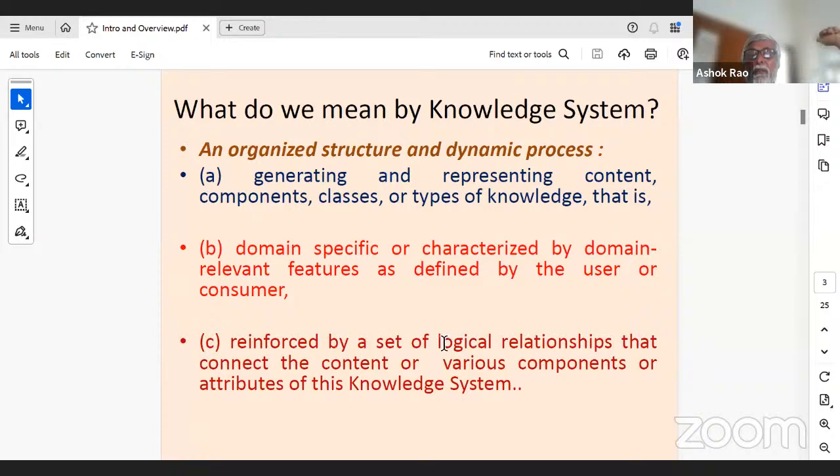It is reinforced by a set of logical relationships that connect the content or various components or attributes of this knowledge system. So the connections between its subcomponents is very logical. For example, Ayurvedic disease condition is strongly connected to certain plants which are used for therapy, or certain boundary conditions, like don't go and expose yourself to cold, don't drink cold water, whatever it is. So this is the way the logical connections between them happen, okay?